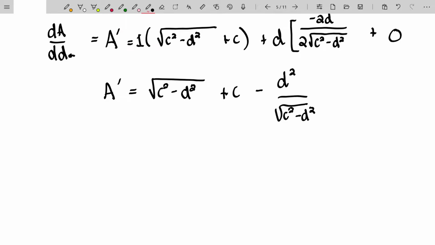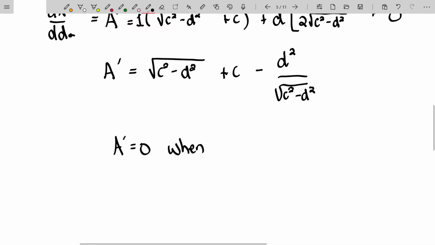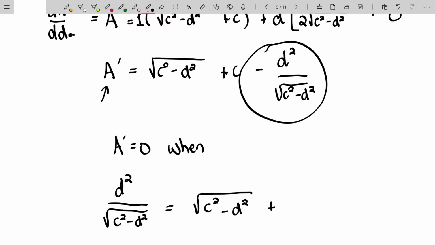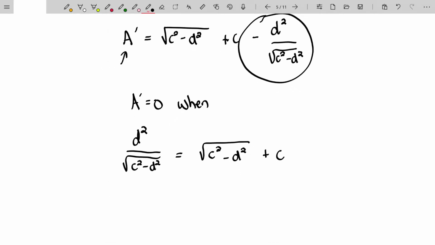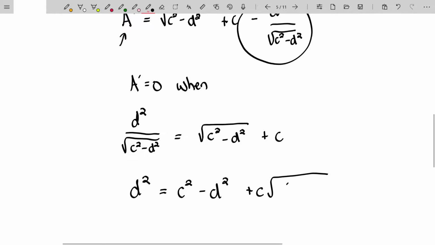And so we want to go ahead and set this equal to 0. A prime is 0 when, I'll move this fraction to the left-hand side and pretend as though A prime is 0. So that would give us D squared over the root of C squared minus D squared is equal to the root of C squared minus D squared plus C. I will multiply both sides by that square root. So that gives me D squared is equal to C squared minus D squared plus C times the root of C squared minus D squared.